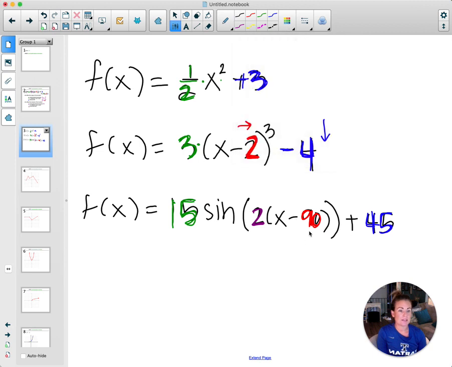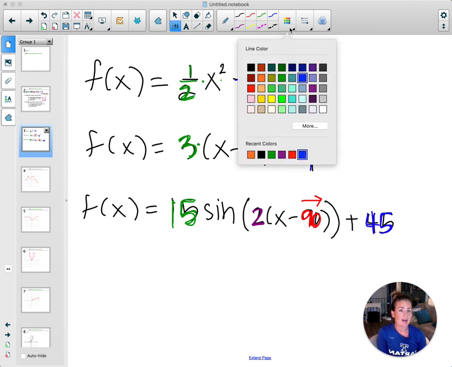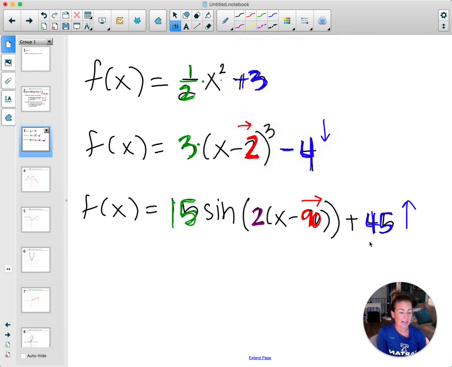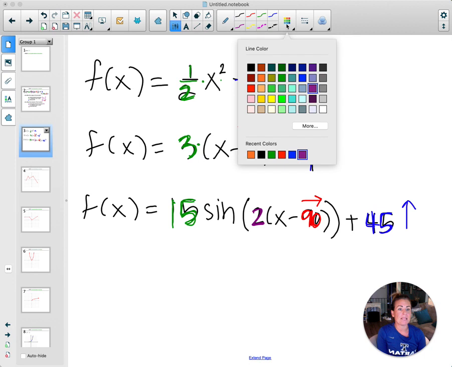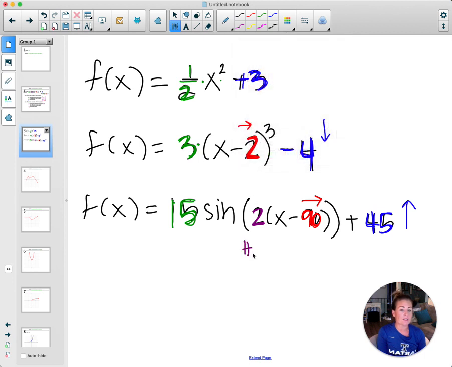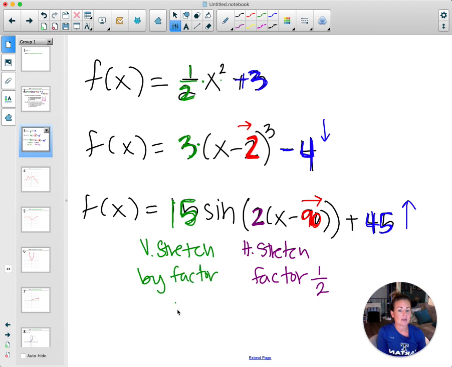So we've got this 90 on the inside, so that's going to be to the right 90. A 45 on the outside, so that's going to be up 45, so vertical shift up 45. This b value on the inside is going to be a horizontal stretch by a factor of 1 over b, so 1/2. It's on the inside, so it's opposite of what it seems like. And then this 15 is a vertical stretch by a factor of 15, so exactly the same thing.